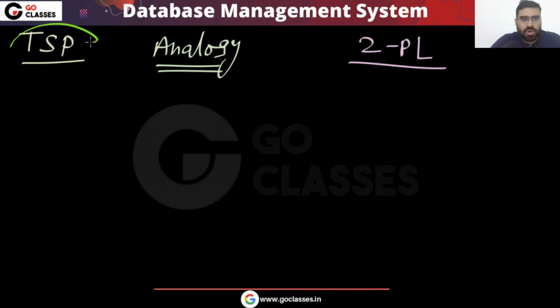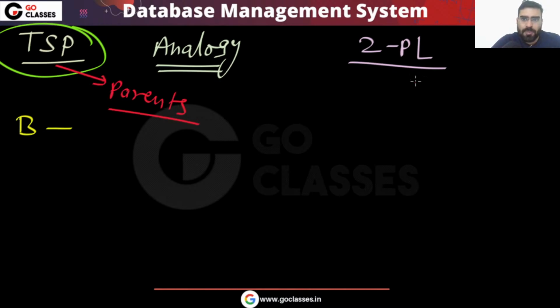This timestamp protocol is basically like everything is decided when you are born. When the transaction starts, that means when you are born, everything is already decided. You can consider that this timestamp protocol is like parents, and these 2PL are also parents. So you can see that there are two types of parents.